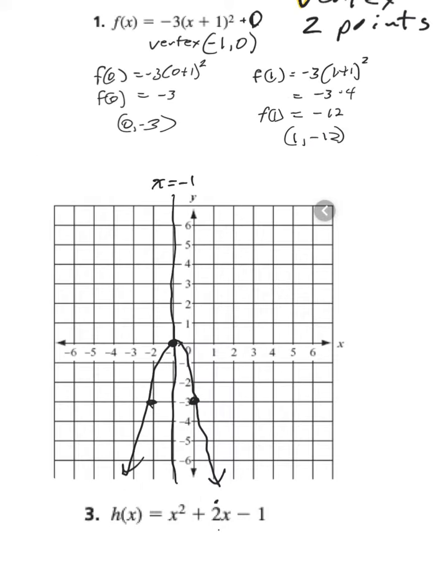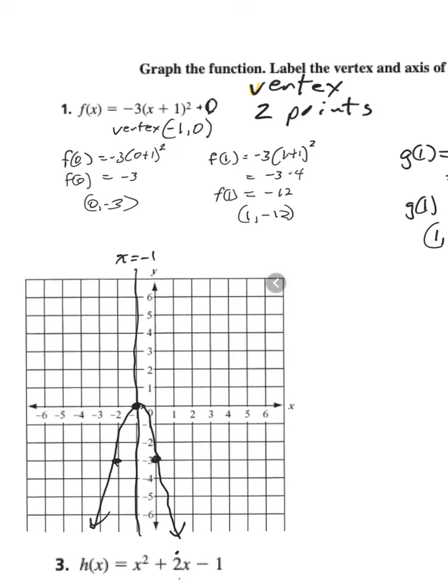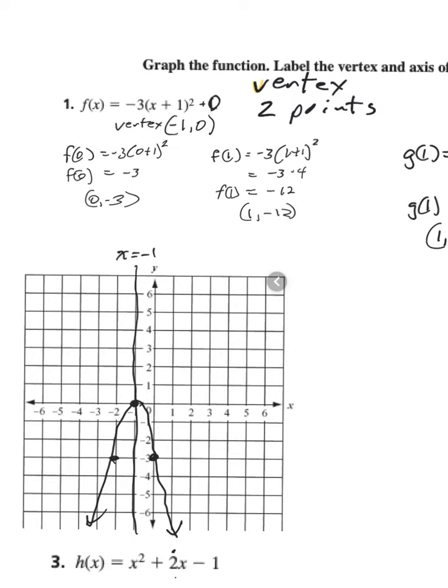Okay, here we go. Let me show you what I did. First of all, the vertex, hopefully you got -1, 0. And let me take a weird colored pen. So the vertex is -1, 0, and you drew the vertex in the graph.